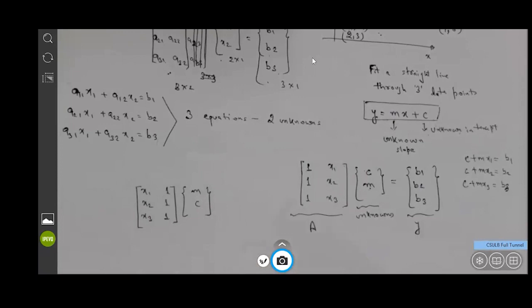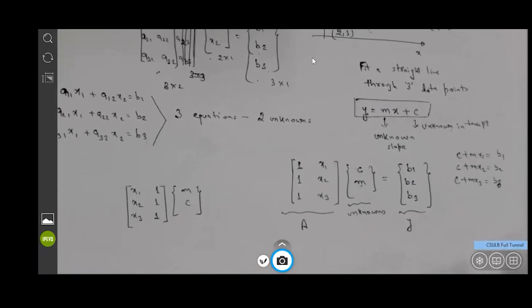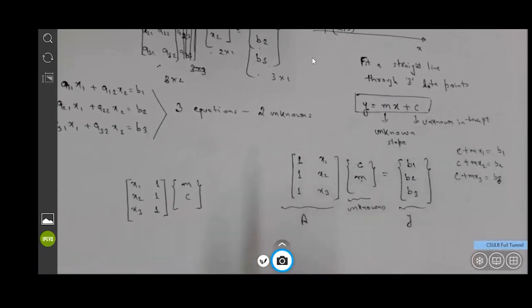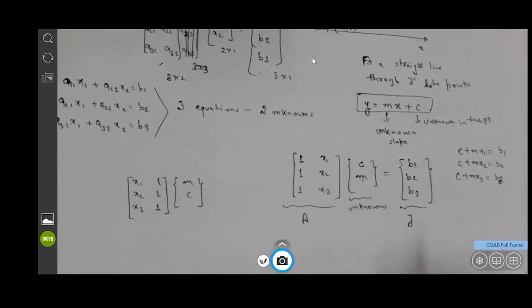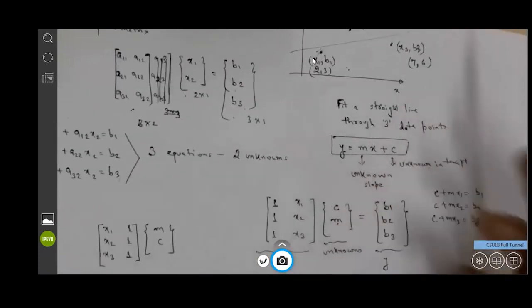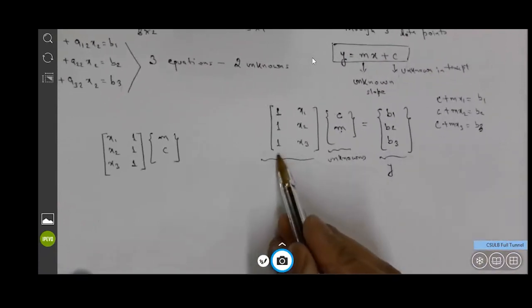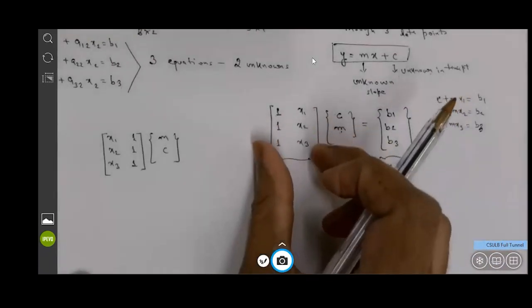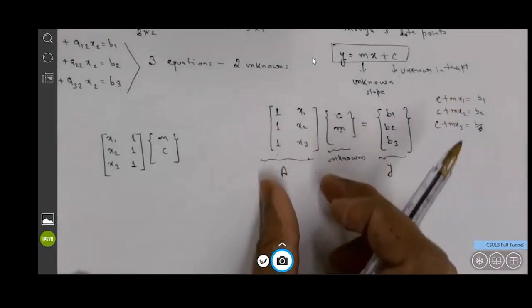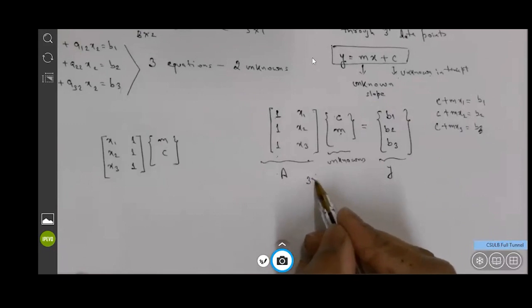Are you guys with me so far or not? Yes. So the purpose of this is you try to find a straight line that's closest to the 3 points. It can be 3, it can be 4, it can be 5. If it is 4 points, then I have another row for the A matrix. If it is 5 points, I have another row for this matrix. So this matrix will keep on growing depending on how many data points you have. Right now I am using only 3 data points.